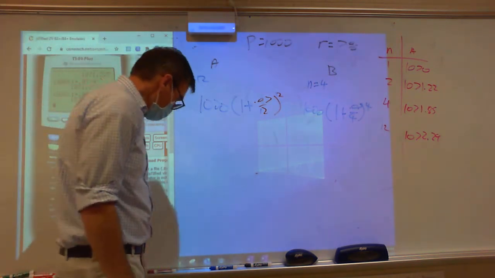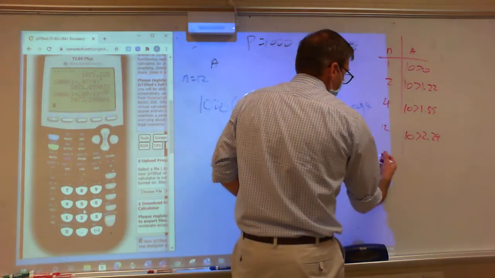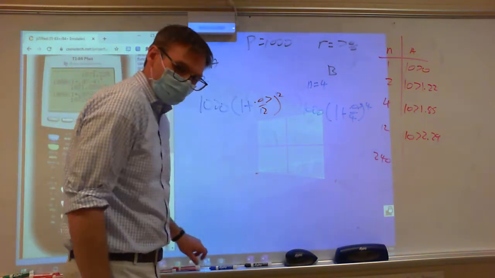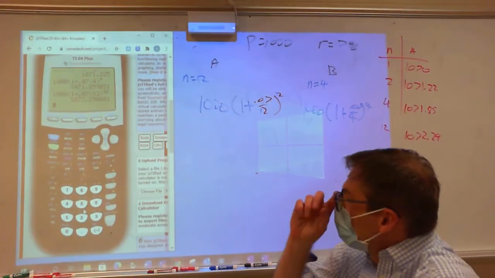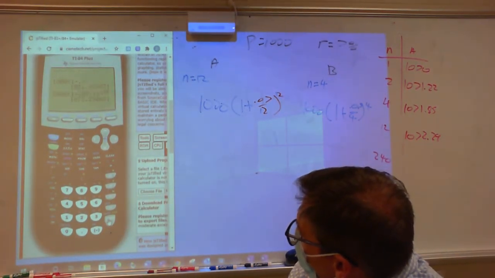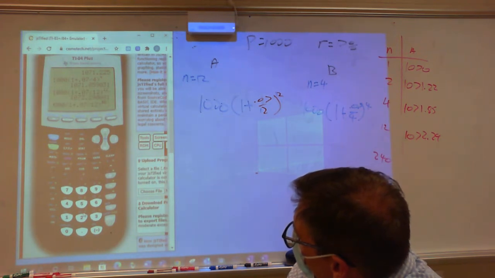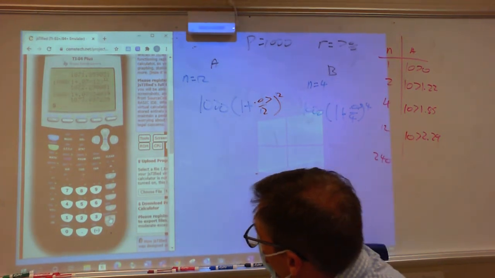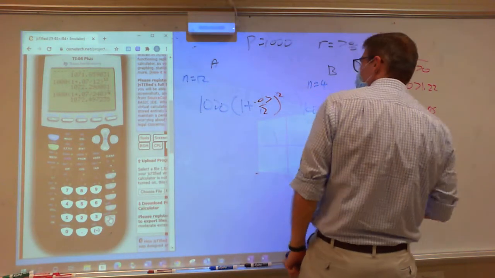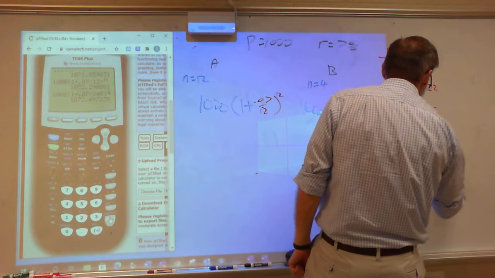All right? So let's compute. What would it be if compounded 240 times a year? So everybody type that in your calculator, and I will too. I'll make that 240. And so this gives us $1072.49.